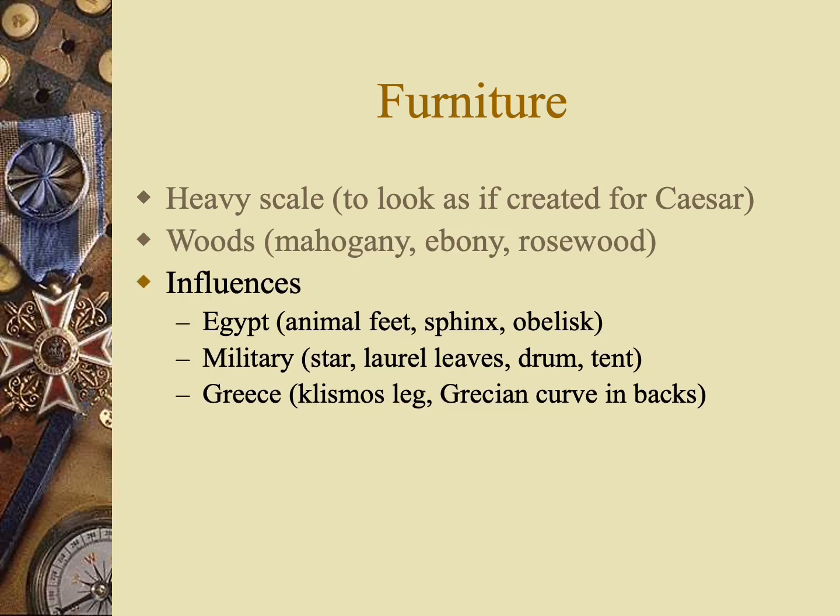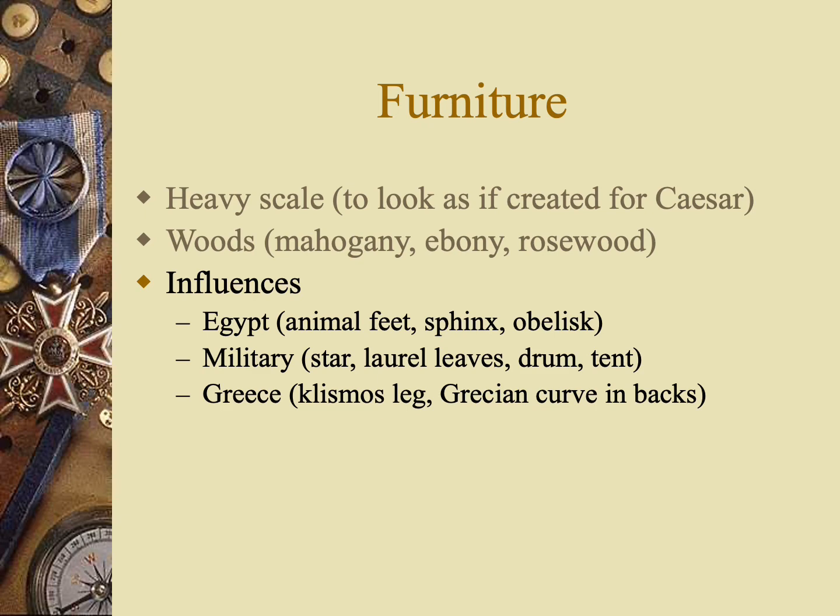The influences, as we've discussed before, come mostly from the areas that Napoleon conquered, as well as from his military style. So from Egypt, you're going to see the animal feet, the Sphinx, and the obelisk. In the military influence, you're going to see the use of the star, the laurel leaves, the drums, and the tents. And then from Greece, you'll see the Klismos chair, the Grecian curve in the backs. So those are the main areas of influence that shape his style and change it from the Louis XVI style and the Directoire style.